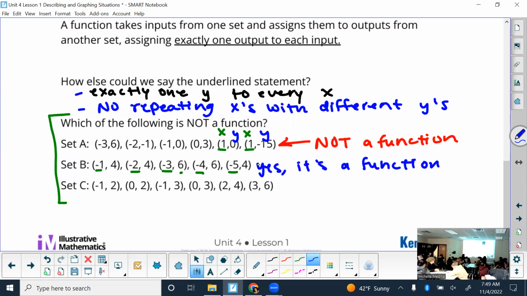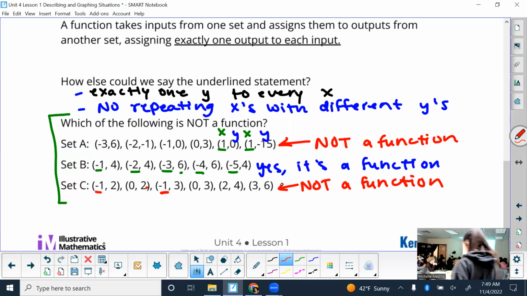What about in set C? All right, what makes it not a function? The -1 in the x spot connecting to a 2 and a 3. All right, so there were actually two that were not functions. Questions on figuring that out? All right, you should not have any repeating x's. If you do, it better be the same one. All right, so moving on then.